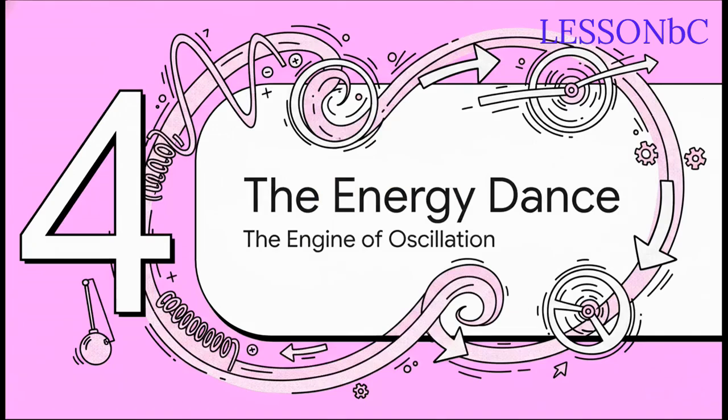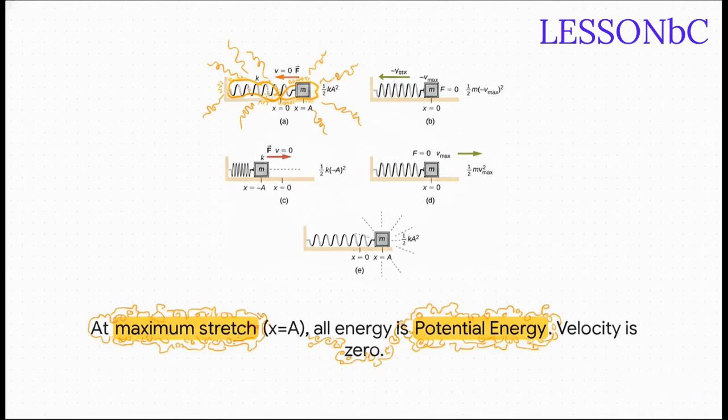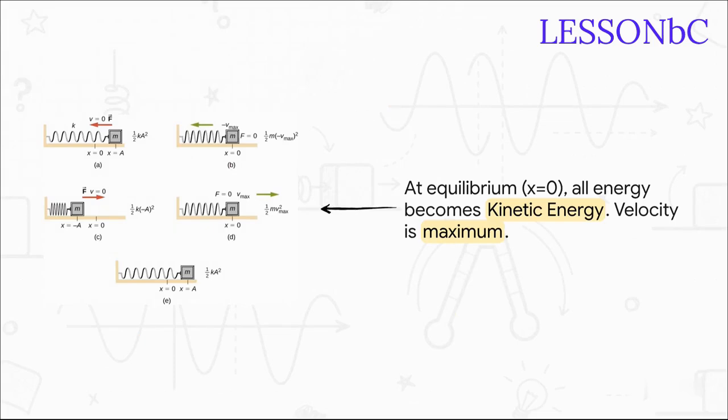Okay, so now we get the rules and the rhythm. But what's actually powering this endless back and forth motion? Well, the answer lies in this beautiful, continuous dance happening between two types of energy. Let's trace the energy through one full cycle. We'll start at the point of maximum stretch. At this exact moment, the mass has stopped moving, so its kinetic energy, that's the energy of motion, is zero. All of the system's energy is stored up in the spring as potential energy, just waiting to be unleashed. So as the spring pulls the mass back, all that stored potential energy gets converted into kinetic energy.